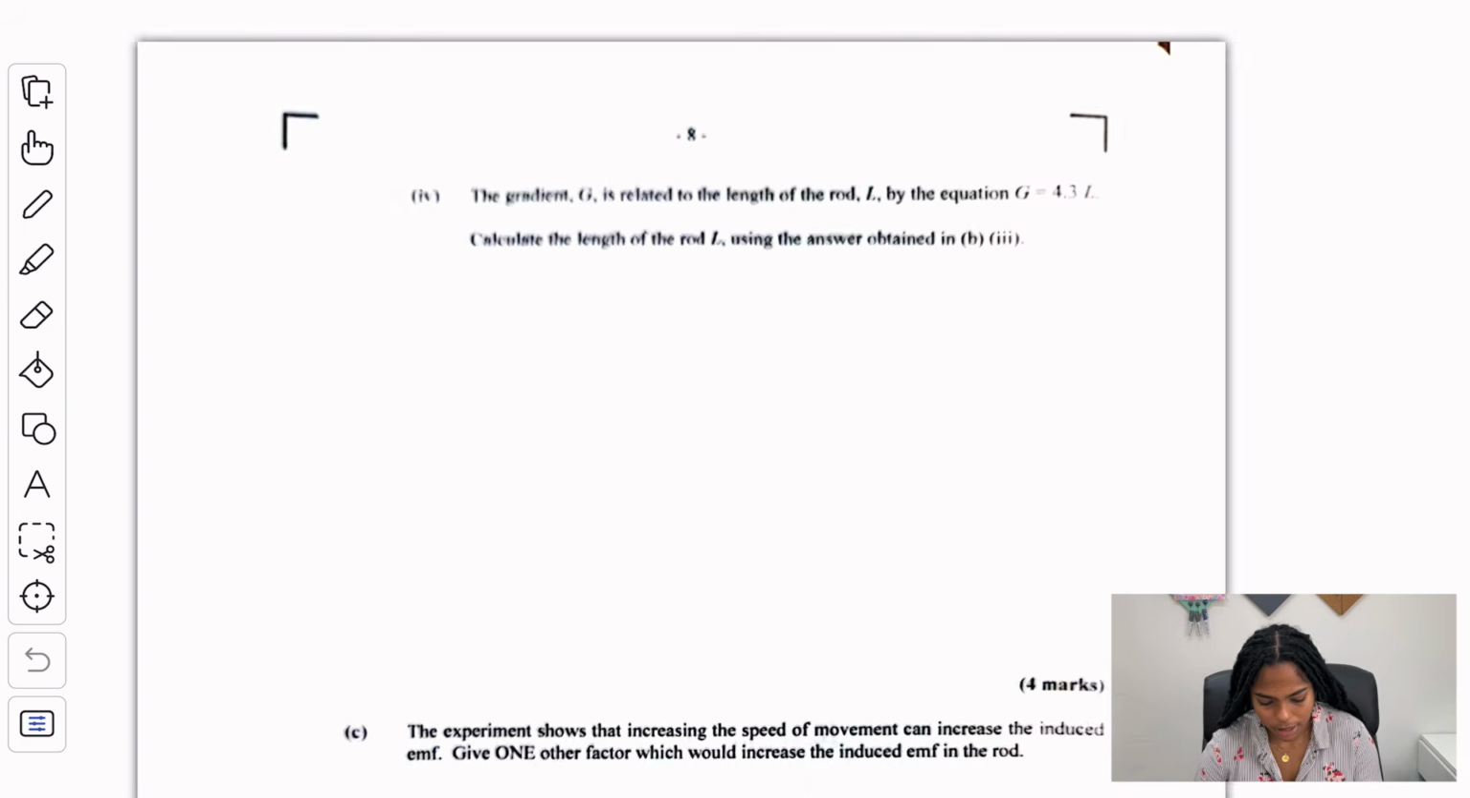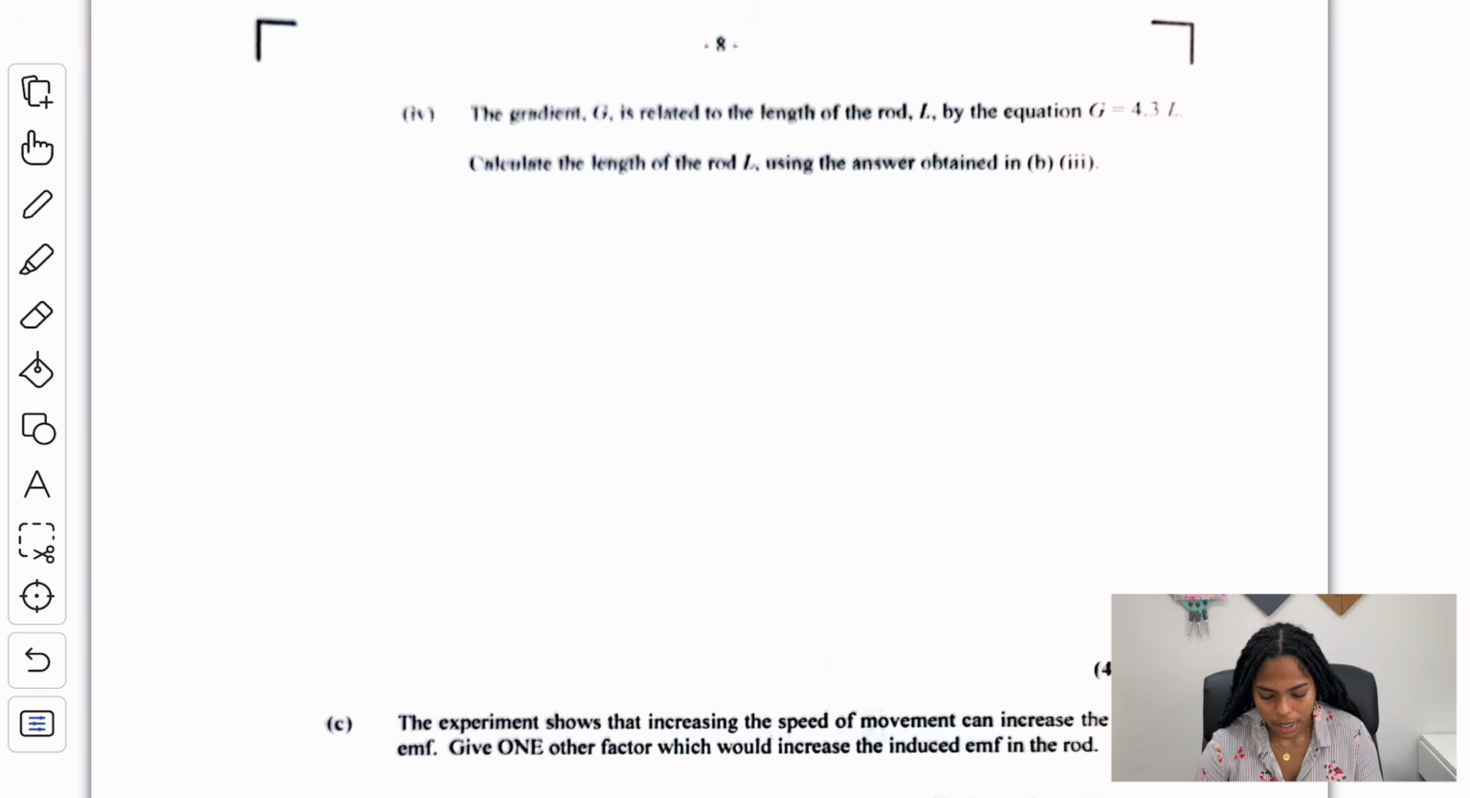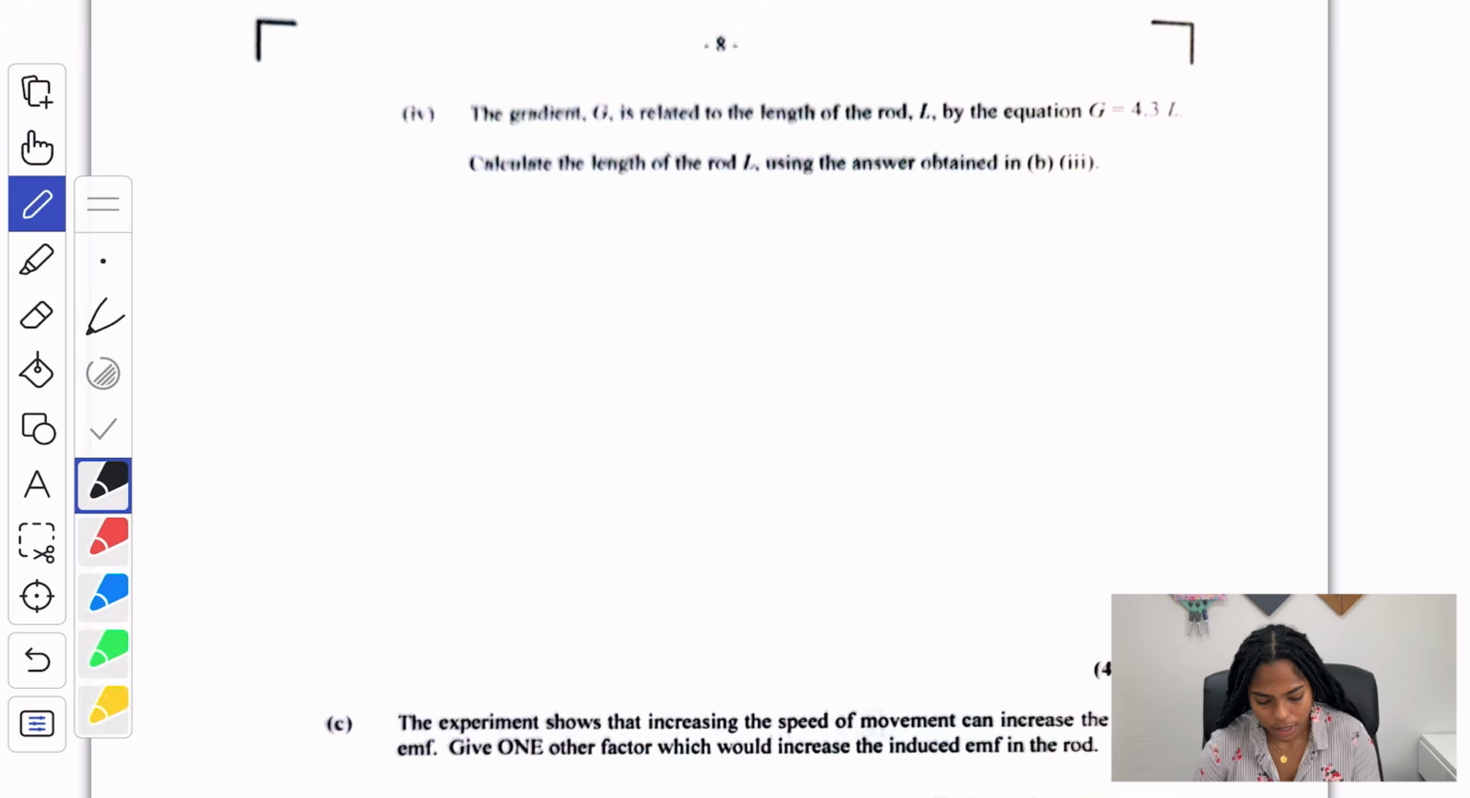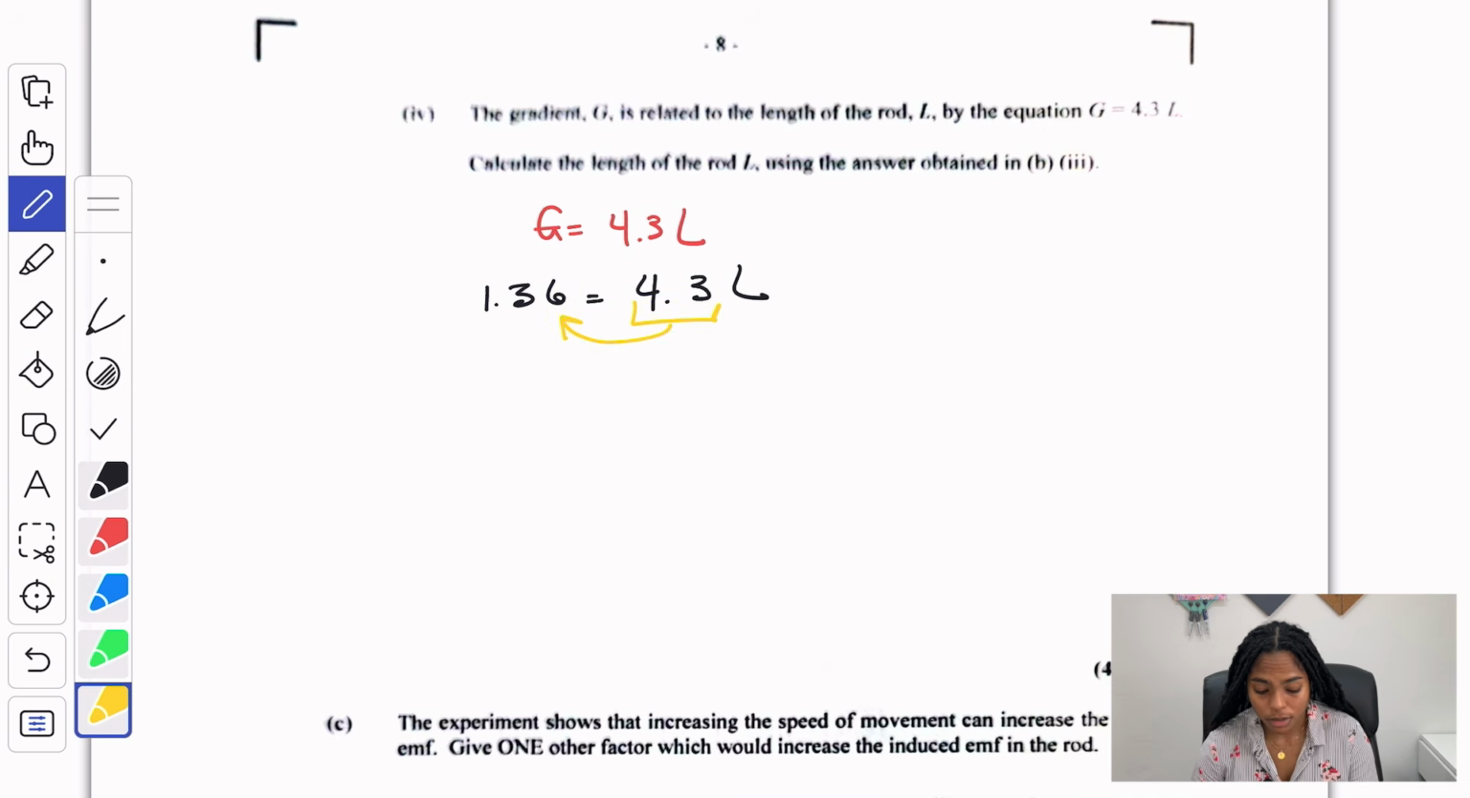Now I come over here and they're saying the gradient G is related to the length of the rod L by the equation G is equal to 4.3 L, it looks like. Calculate the length of the rod. So I'll plug my values in first. I got G to be 1.36 and I have 4.3 L. Now if I want to get L all by itself, I need to send this 4.3 over. This 4.3 is being multiplied by L, so when it goes over to the other side, it will switch to the opposite of what it is, which is division. So I will have 1.36 over 4.3 is equal to L.